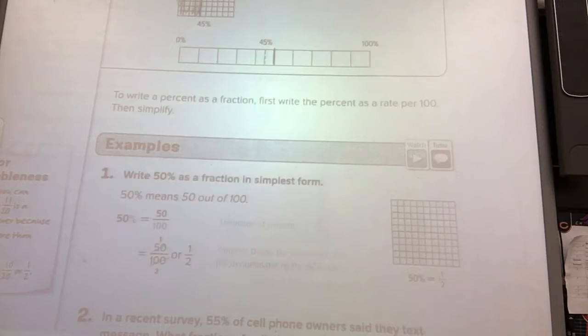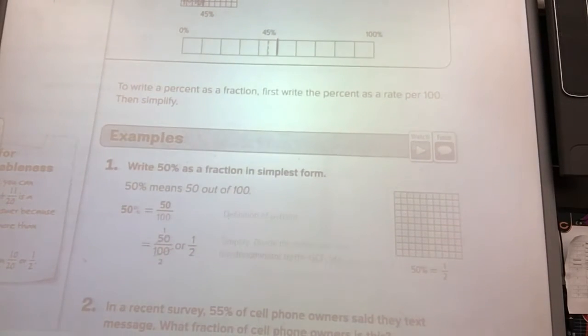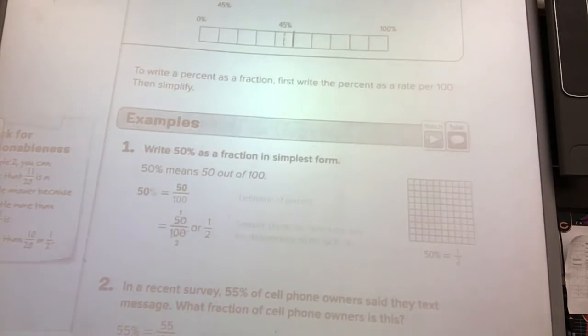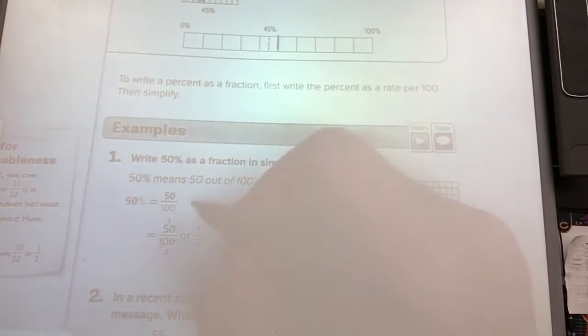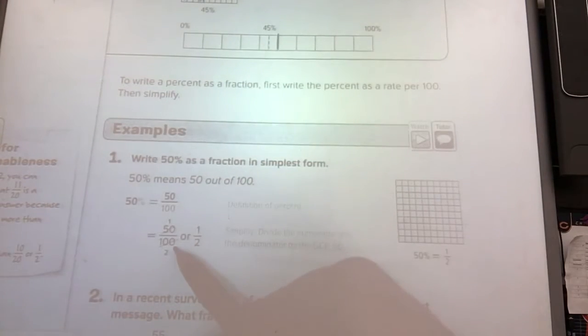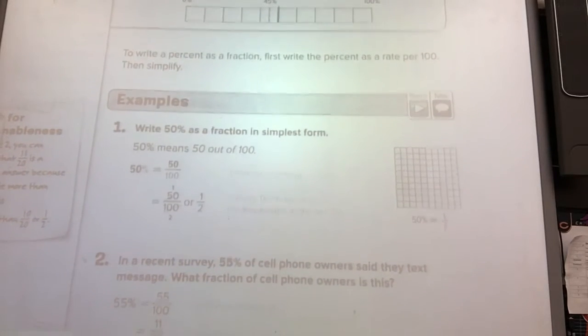So for example, if we want to write 50% as a fraction, it's going to be out of 100. It's always going to be out of 100. So they wrote 50 out of 100, and then they reduced it, dividing them both by 50, and that's how they got 1/2. Because 50 goes into 50 once. What you do on the top, you do on the bottom. 50 goes into 100 twice. Okay? Then they give us another example.